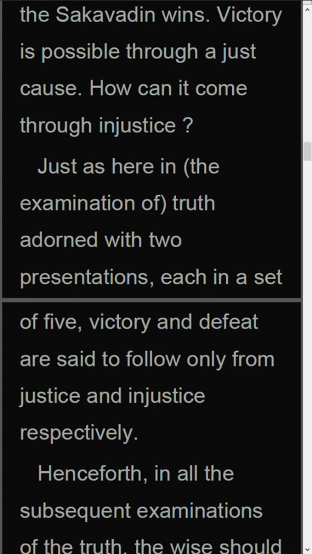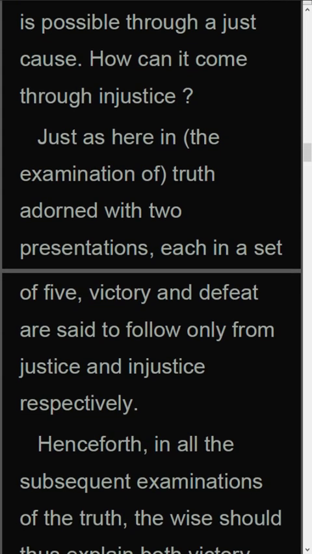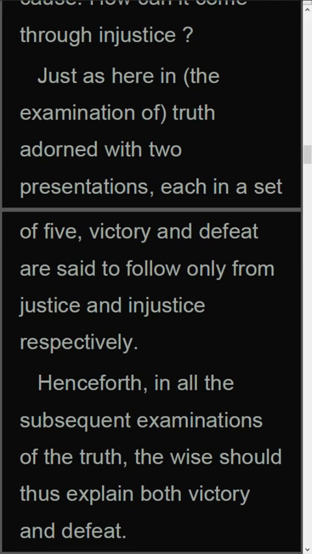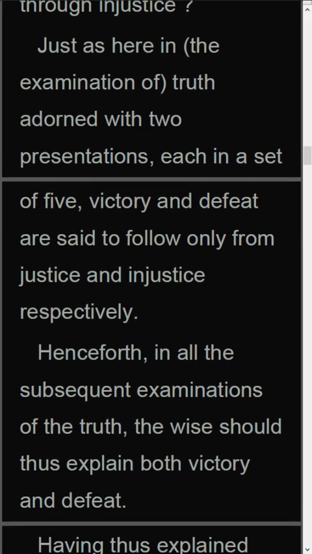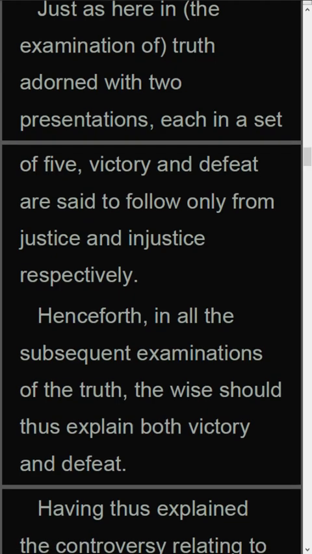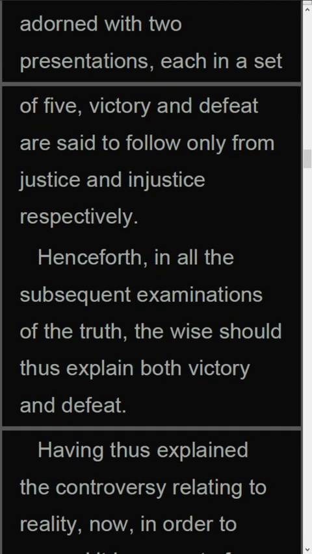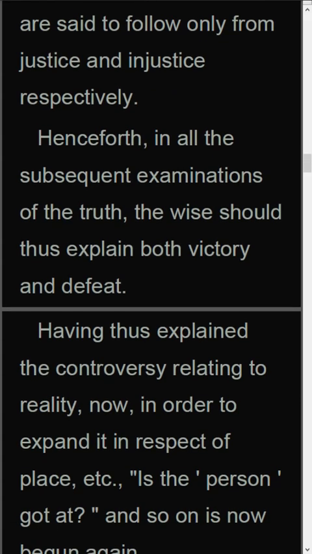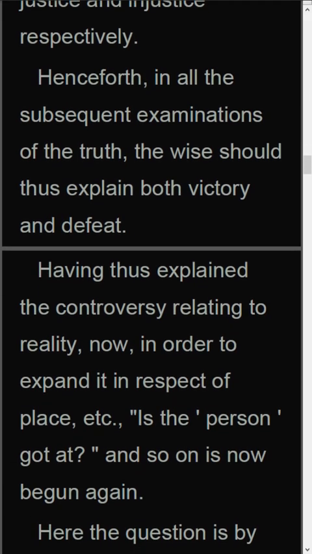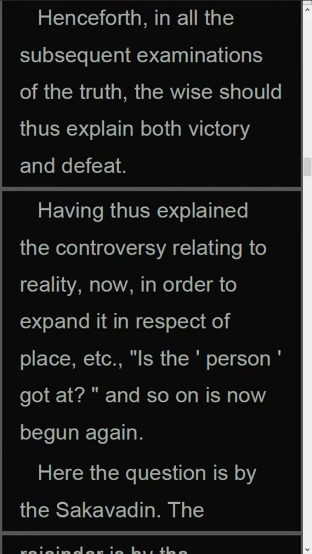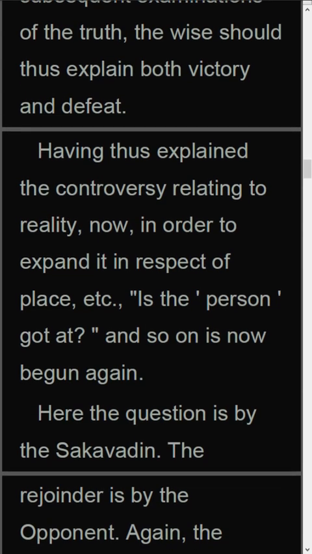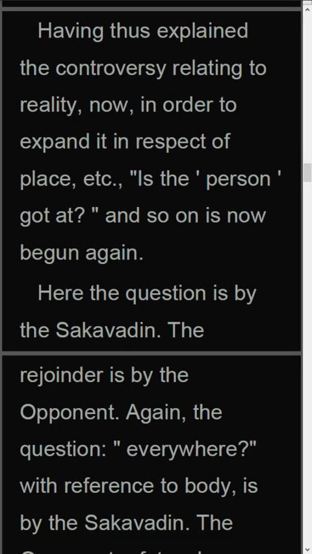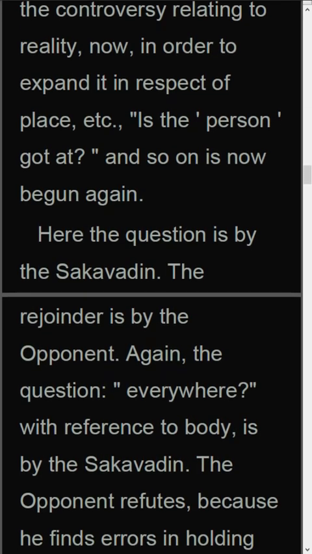Just as here in the examination of truth adorned with two presentations, each in a set of 5, victory and defeat are said to follow only from justice and injustice respectively. Henceforth, in all the subsequent examinations of the truth, the wise should thus explain both victory and defeat. Having thus explained the controversy relating to reality, now, in order to expand it in respect of place, etc., "Is the person got at?" and so on is now begun again.